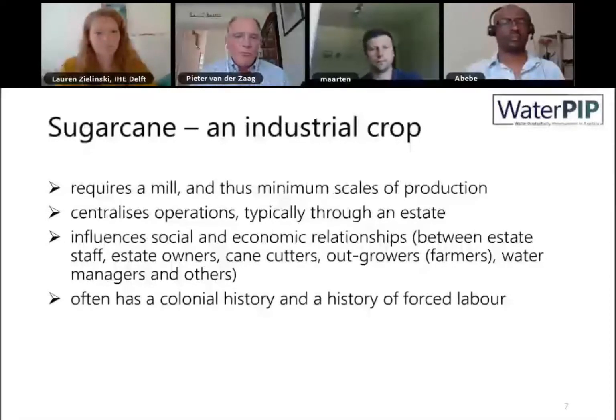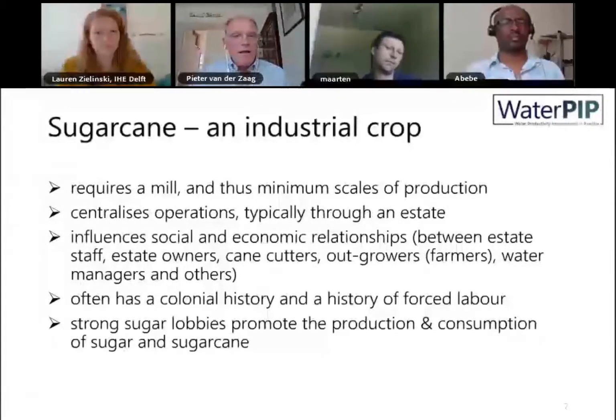Often, but of course Ethiopia is the big exception, sugarcane production has a colonial history and a history of forced labor and even of slavery. Currently, there are strong sugar lobbies promoting the production and consumption of sugar and sugarcane, and this should not be underestimated. There's a huge lobby in Brussels to fight against the tax on sugar. Although sugar is, in the European context, a kind of a pandemic, creating all kinds of unhealthy situations.